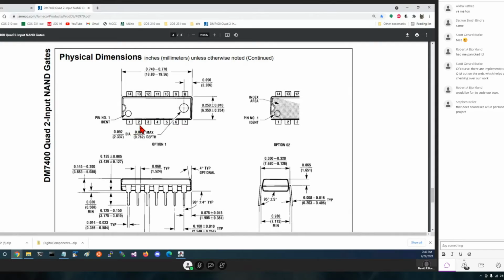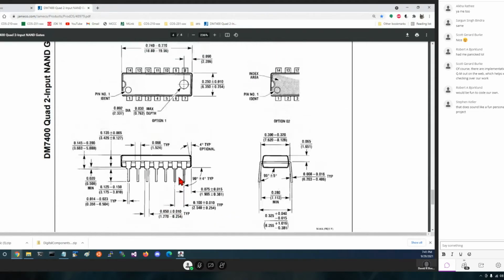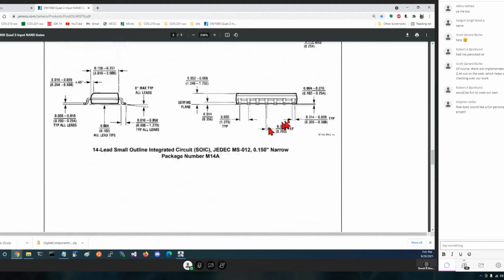They're, I believe it's 0.1 of an inch. I think it's 1/10 of an inch apart. And we should see that mark here. It is down there. Yeah, 1/10 of an inch. Okay, so let's explore this chip a little bit.